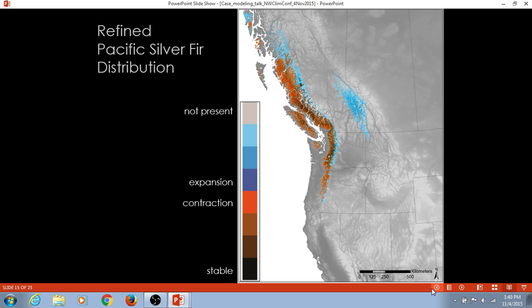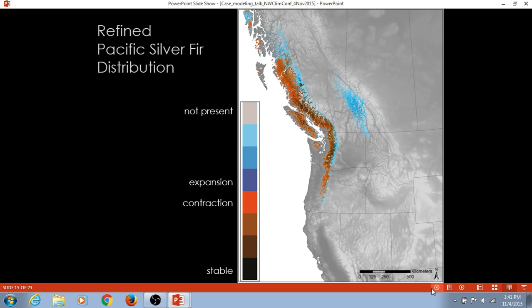Considerably different from that other map that I showed you, right? So this is unrefined and refined. So I think I'll flip through this a couple times as I'm talking, but you get a sense for there's a lot less area that is projected to be stable for this species, okay? And a lot less suitable climate space in the future.